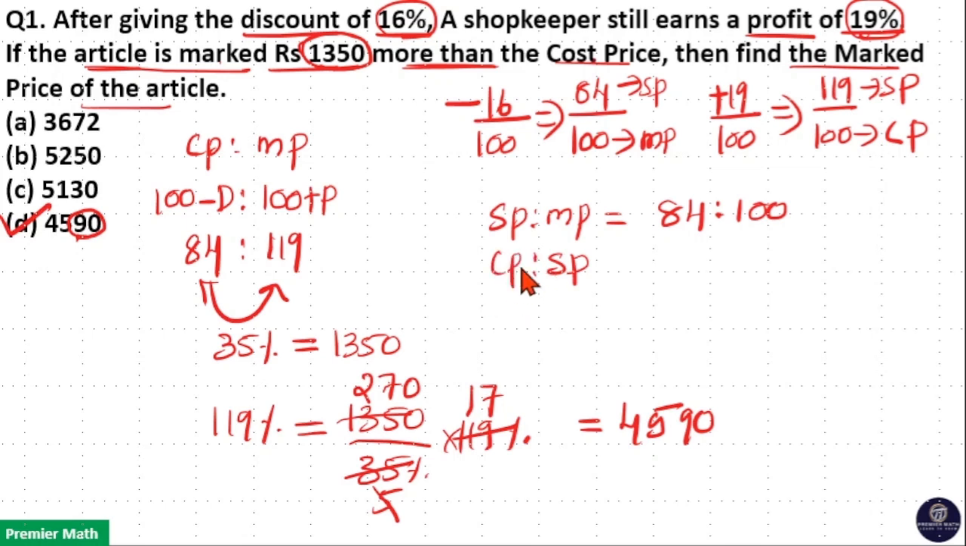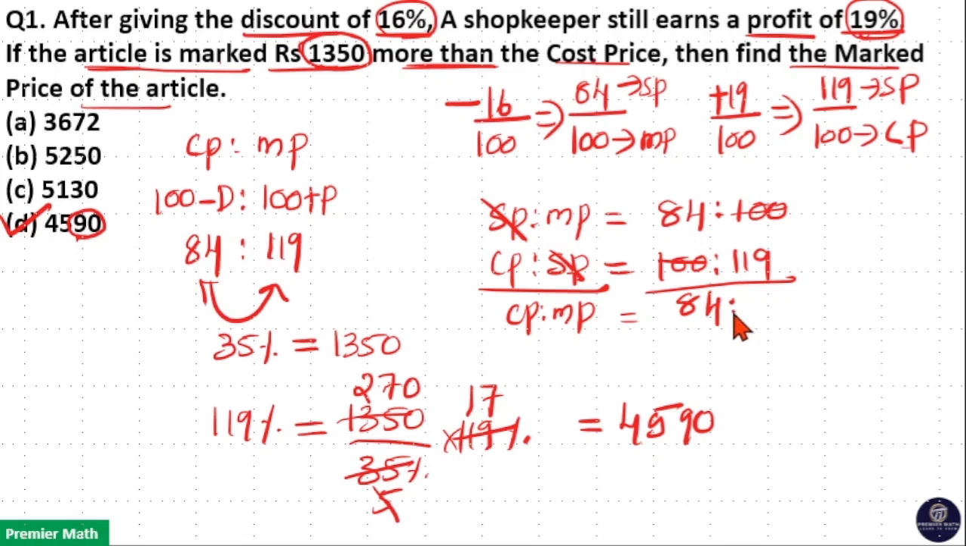So, cost price and sell price ratio. Cost price and sell price ratio is 100 is to 119. Now, I can cancel sell price. Now, the remaining ratio is cost price and mark price ratio. So, which is equal to 100 cancel, 84 is to 119. Now, you can see the difference is 35, which is equal to 1350. So, you will get this answer anyway.